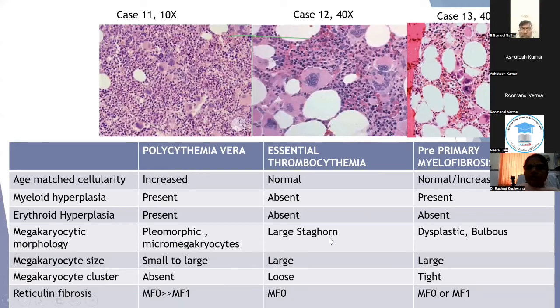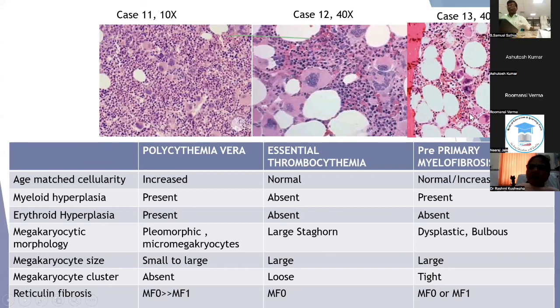When we talk about essential thrombocythemia, the megakaryocytes are very large in size and they have hypersegmented nuclei or staghorn shaped nuclei. Plus, there will be some amount of loose clustering seen in the megakaryocytes here. Similarly, when we talk about pre-primary myelofibrosis, the megakaryocytes are again large in size. They are present in tight clusters and have very dysplastic looking, hyperlobulated megakaryocytes, but the nuclei will have a bulbous end, when we compare it with the megakaryocytes of ET. ET had very sharply segmented megakaryocytes, which we describe as staghorn, whereas here they have a bulbous end.